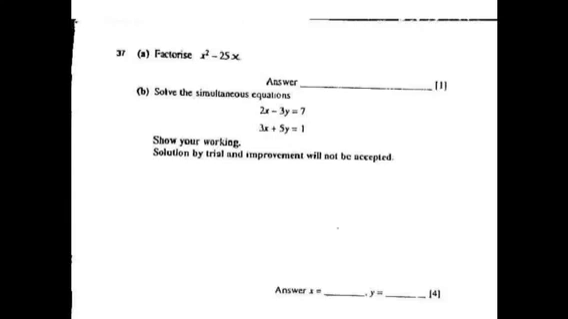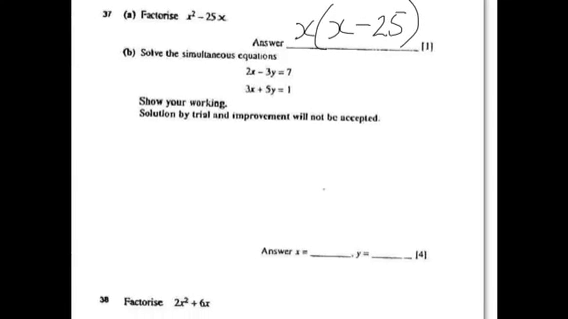Last page then. First of all, we have a factorizing question. So x squared minus 25x. Well, the common factor that we can take out is x. Upon inside the bracket, we have an x minus 25. Part B then is a simultaneous equations question.